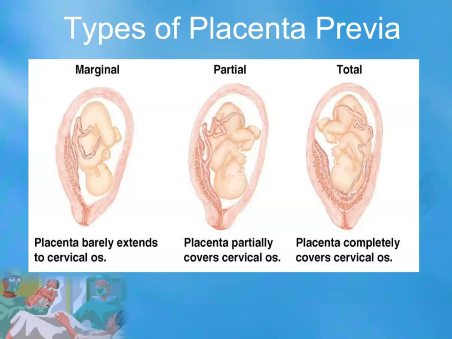So there's different types. The placenta can cover it marginally, where the placenta barely extends to the cervical os. The placenta will partially cover it. That's a partial, where just a good chunk of it can cover, or the entire placenta completely covers the cervical os. You can see that's called a total placenta previa. So there are 3 different categories of previa, depending on how severe it is. But I've never seen a previa delivered vaginally, of course. They always end up in a C-section.